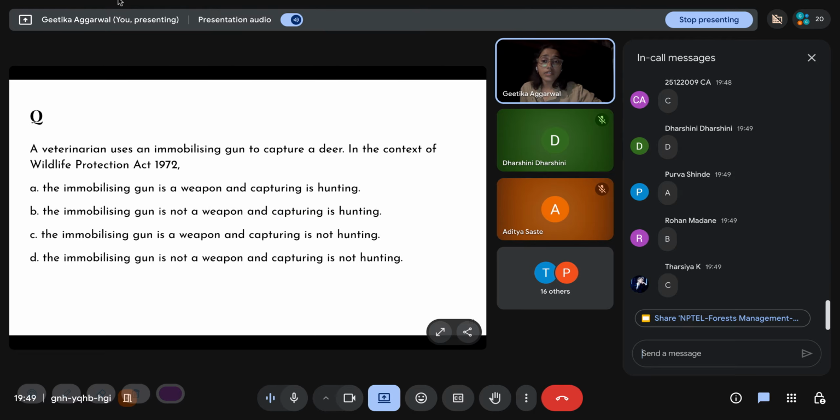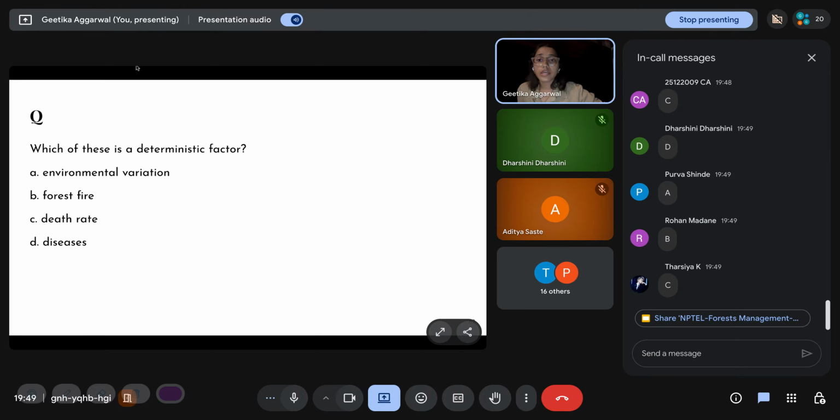So anything, even an attempt to capture, is basically hunting. So the immobilizing gun is a weapon and capturing is hunting in this case. Now, which of these is a deterministic factor? Environmental variation, forest fire, death rate, diseases. We already discussed this. So which of these is a deterministic factor?